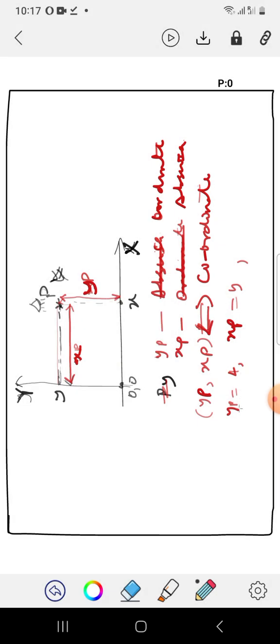So if your YP is 4 and your XP is say 5, then this is going to be XP, YP. So we write the XP first, then the YP afterwards. So this is going to be 5, which is XP, comma 4, which is YP. So this is called the coordinate. All right, we are all familiar with it. If you have plotted the graph before, then you would understand what I just did.